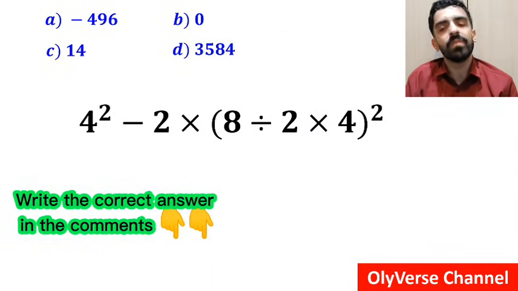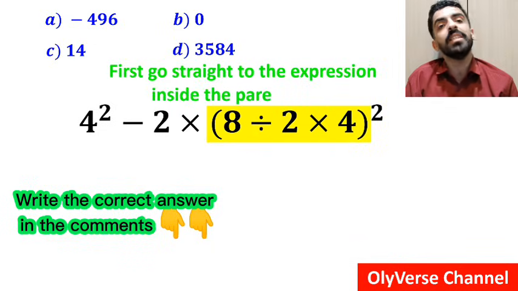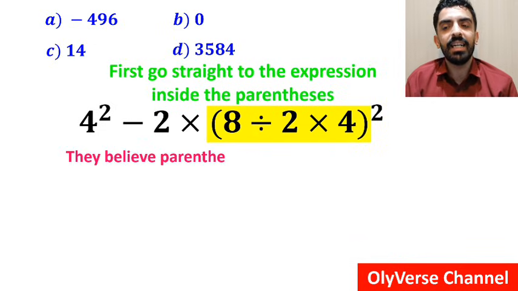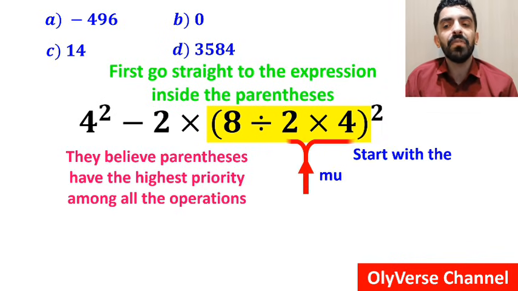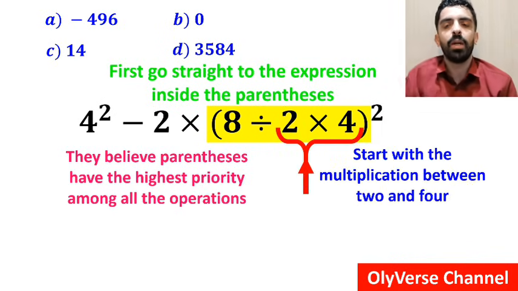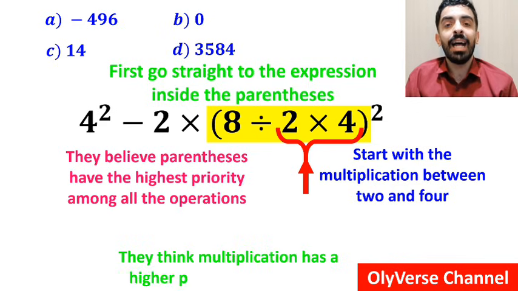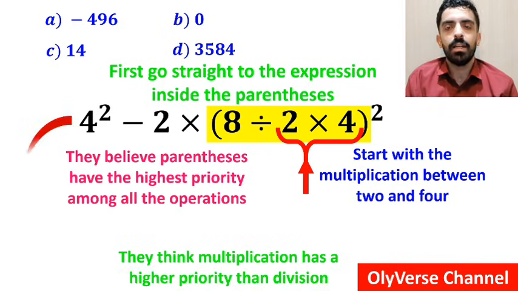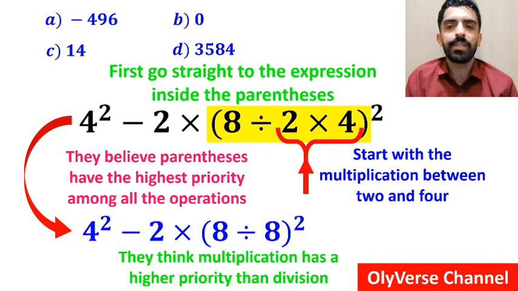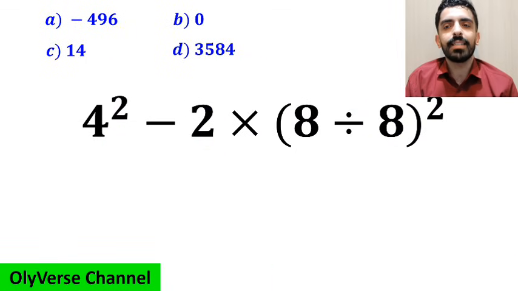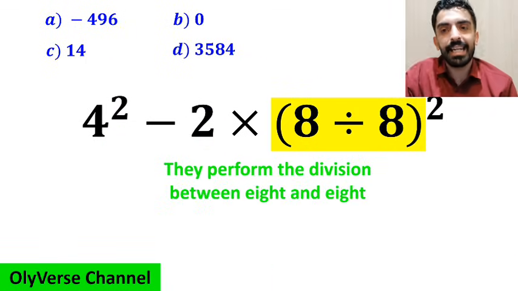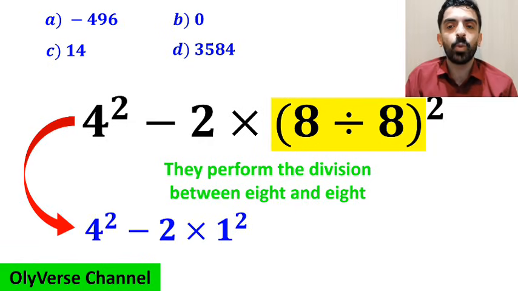Also, some other people when solving this question first go straight to the expression inside the parentheses because they believe parentheses have the highest priority among all the operations. And they start with the multiplication between 2 and 4 because they think multiplication has a higher priority than division. So, they rewrite this expression as 4 squared minus 2 multiplied by (8 divided by 8) and all squared. In the next step, they perform the division between 8 and 8 and write this expression as 4 squared minus 2 multiplied by 1 squared.